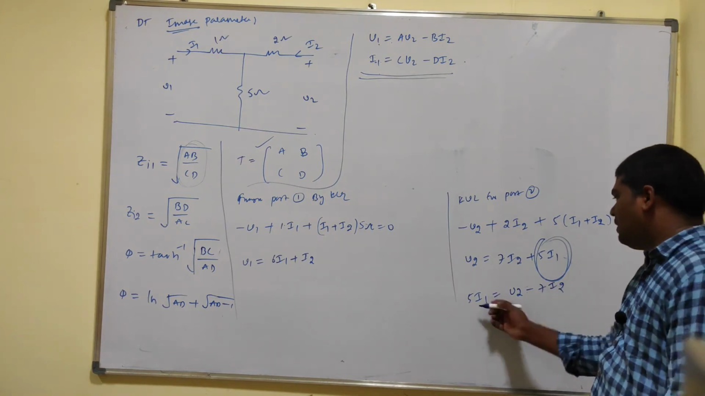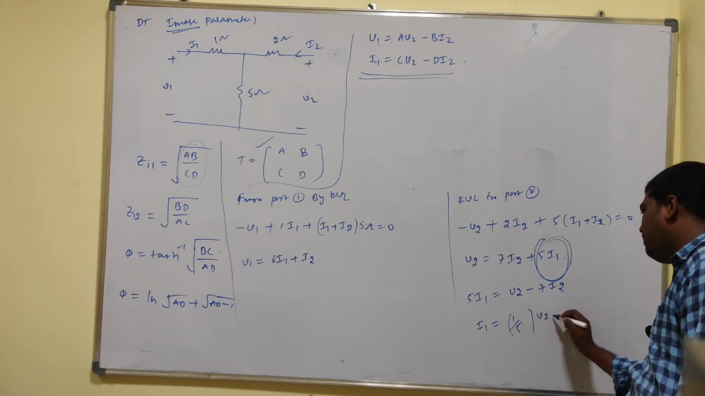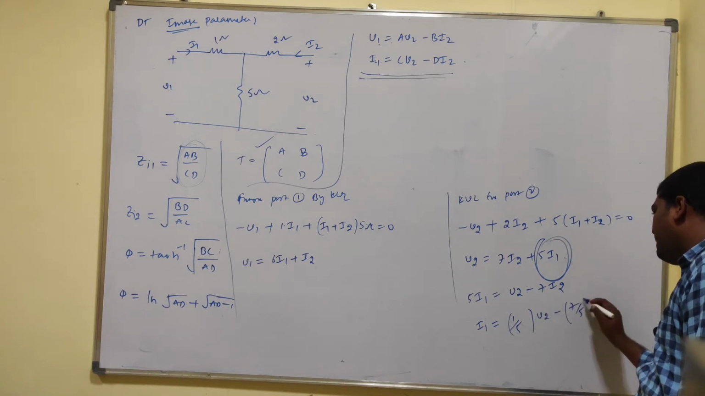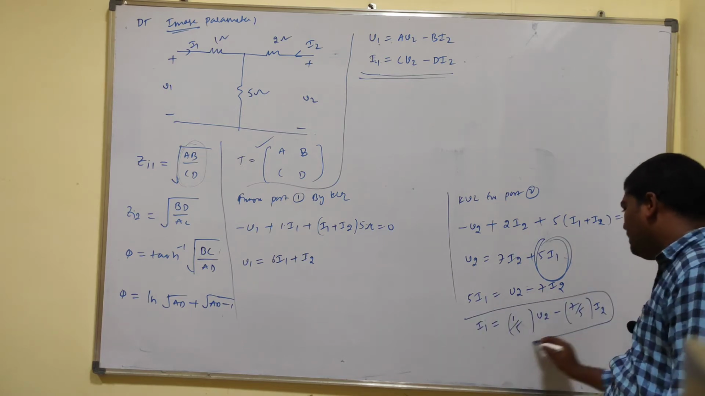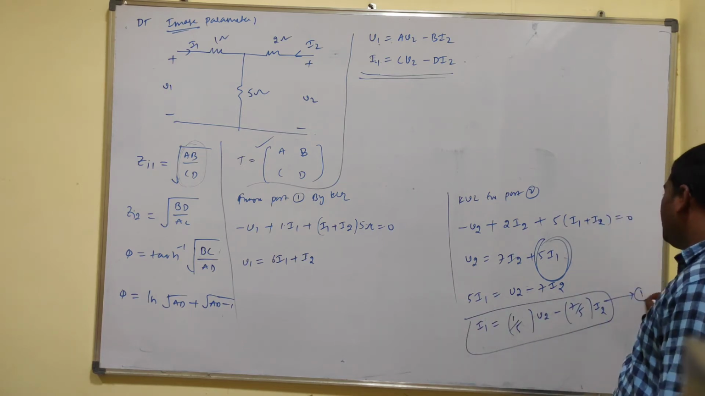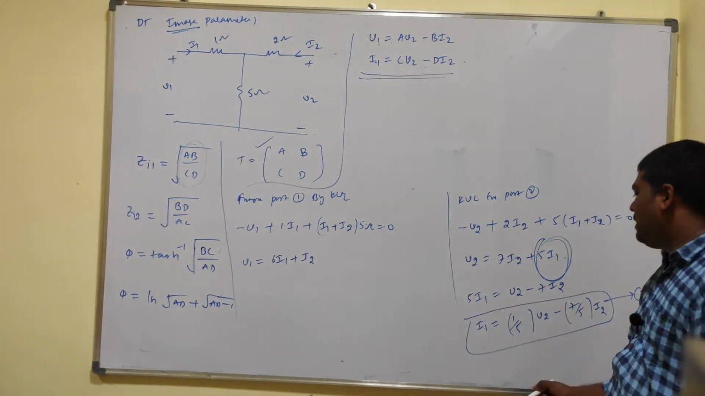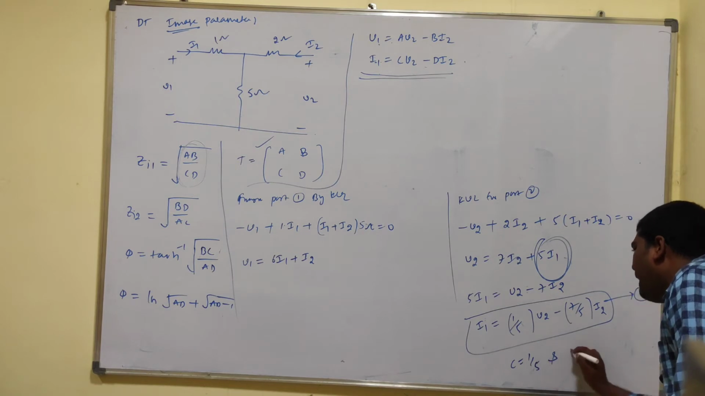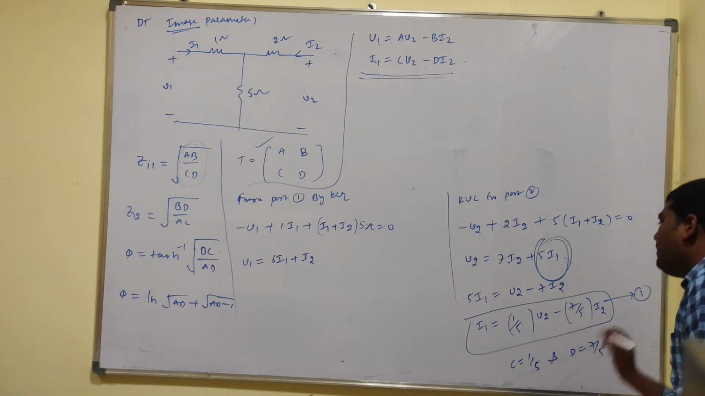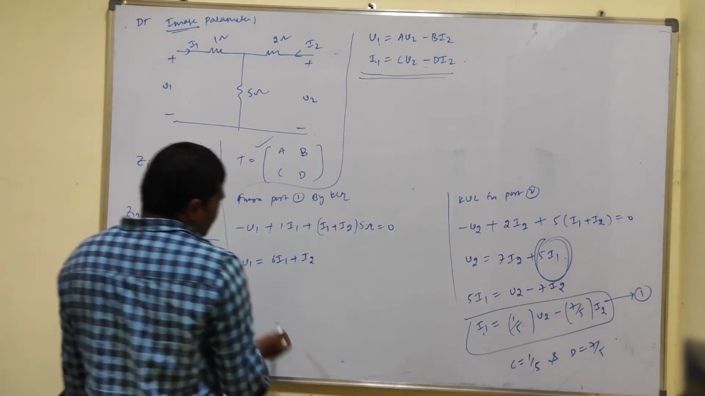So now I1 equals 1 by 5 times V2 minus 7 by 5 times I2. This is equation number 1. Compare this equation with the I1 expression, and from that you will get C equals 1 by 5 and D equals 7 by 5. Similarly, we can substitute this I1 value here.